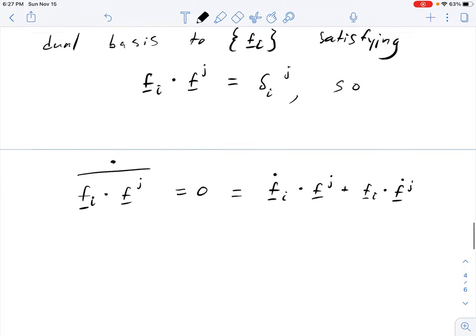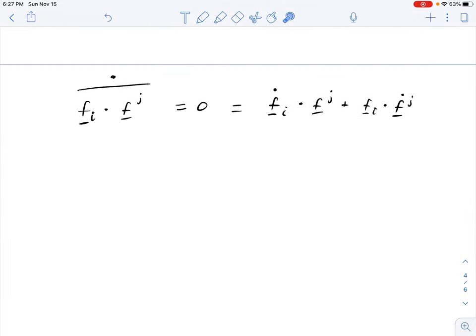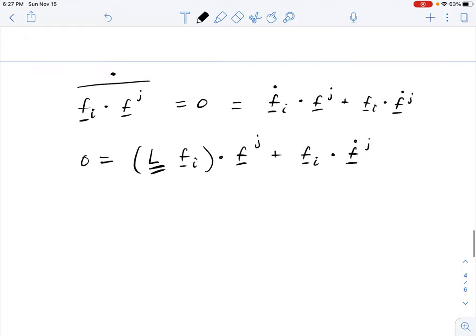All right, we already showed what F_i dot is, because F subscript i is a tangentially convecting one. So we can fill that in. 0 is equal to L F_i dot F^j plus F_i dot F^j dot. All right, we're going to use the transpose. So that is equal to F_i dot L transpose F^j plus F_i dot the time derivative of F^j. Factor out the F_i.